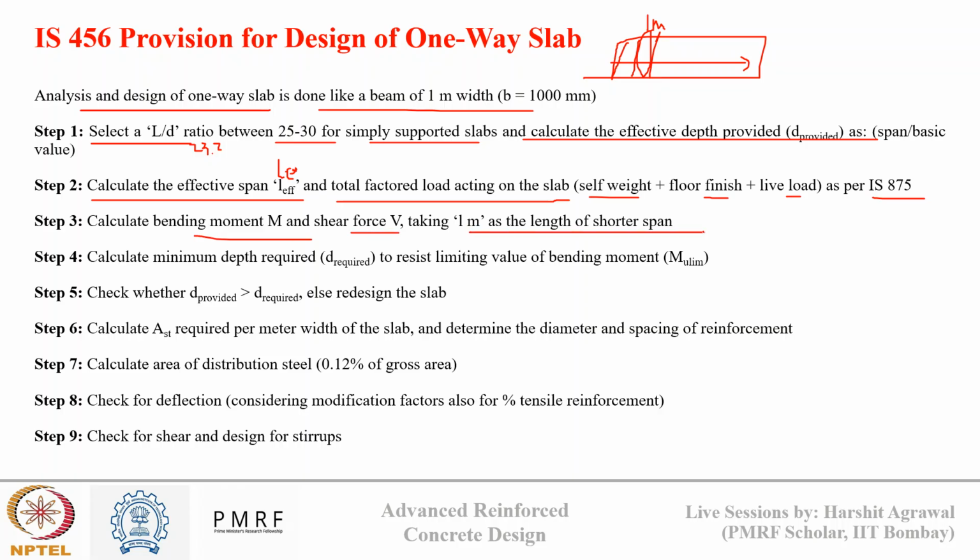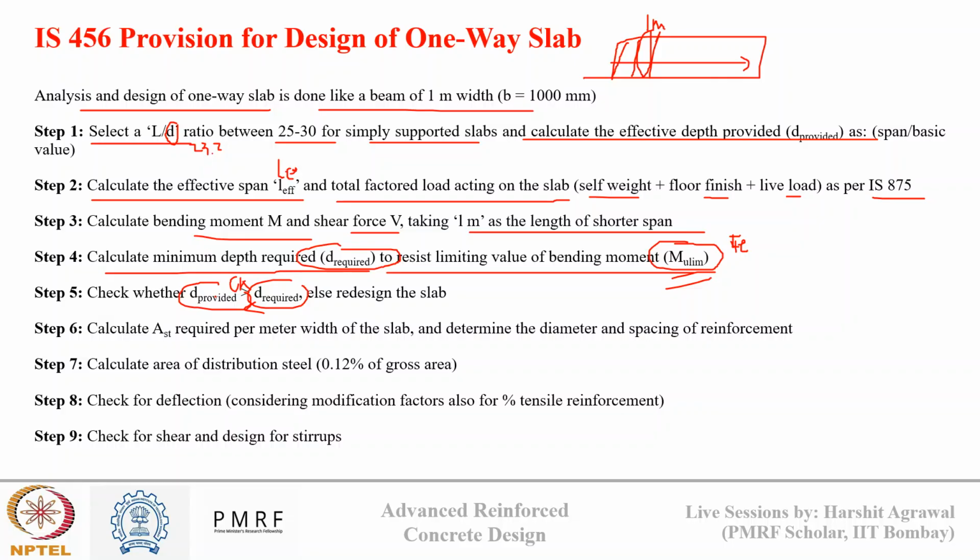as the length of shorter span. Then we'll check whether this D that we provide is good enough or not. So we'll calculate the minimum depth required for resisting the limiting bending moment. If we know the steel that we are using, we can get the limiting bending moment value, Mu limiting, and for this Mu limiting, we calculate what depth is required. If the provided depth is more than the required depth, it is okay, we can continue ahead. If the provided depth is less than the required depth, then we need to redesign the section.